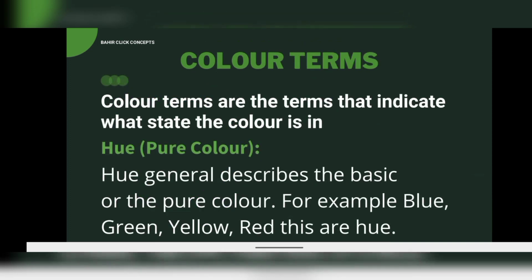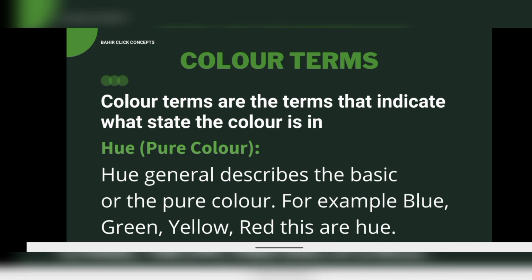Now let's dive into the color terms that concern us as graphic designers. First, let's look at what color terms are. Color terms are the terms that indicate what state the color is in. Number 1 is the hue, or just pure color. Hue generally describes the basic or the pure color. For example, blue, green, yellow, red.